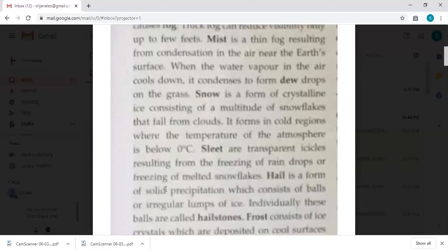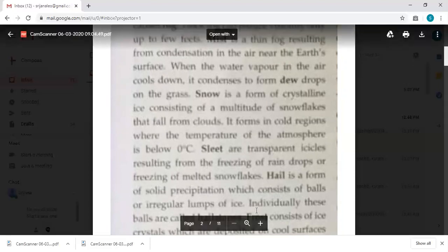So sleet again. What is sleet? Sleet is transparent icicles resulting from the freezing of raindrops or freezing of melted snowflakes. You did not understand what it is. In simple words, understand that sleet is actually a mixture of snow and rain. When the snow and rain fall together, that's known as sleet. Okay, this is another form of precipitation.